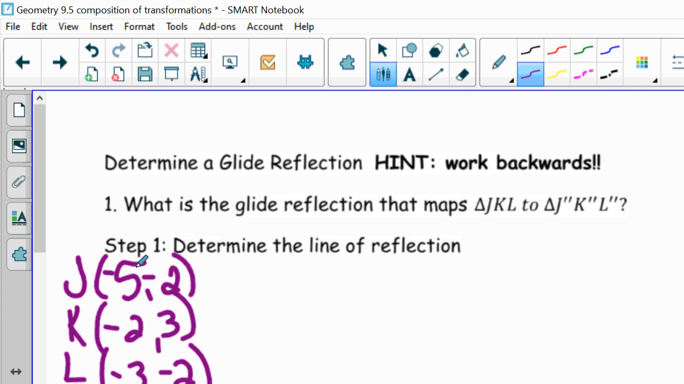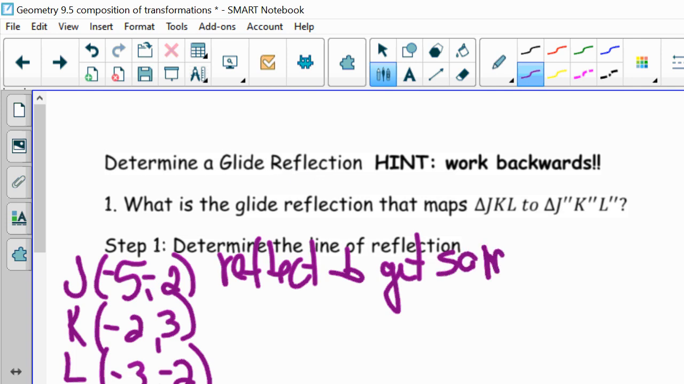I know that first I would have to do the reflection, and then I would have to do my translation, because that's the way that a glide reflection is set up, okay? So I want to look at reflecting these points, J, K, and L, so that it is oriented the exact same way as J double prime, L double prime, and K double prime. So I need this J and this L to come up here, and I need this K to come down here. So I need to reflect these to get the same orientation as J double prime, K double prime, and L double prime.